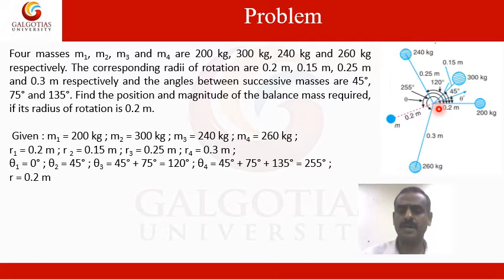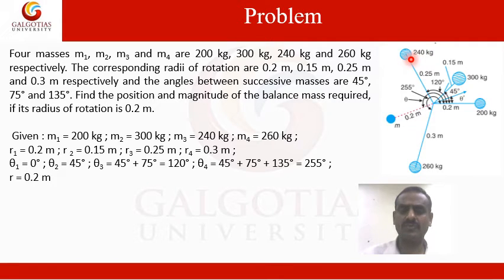So this is the M1 mass equal to 200 kilogram, which is located at radius 0.2 meter. This is the M2 mass of 300 kilogram, at a radius of 0.15 meter at an angle theta 2 equal to 45 degree. This is the M3 mass, that is M3 equal to 240 kilogram.